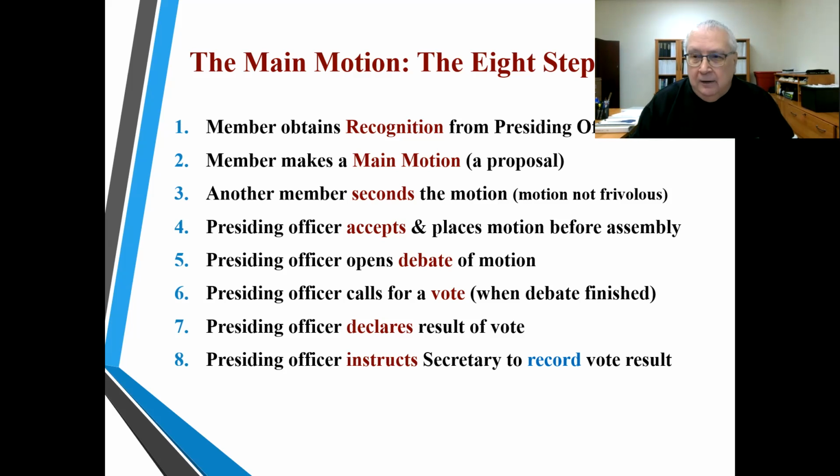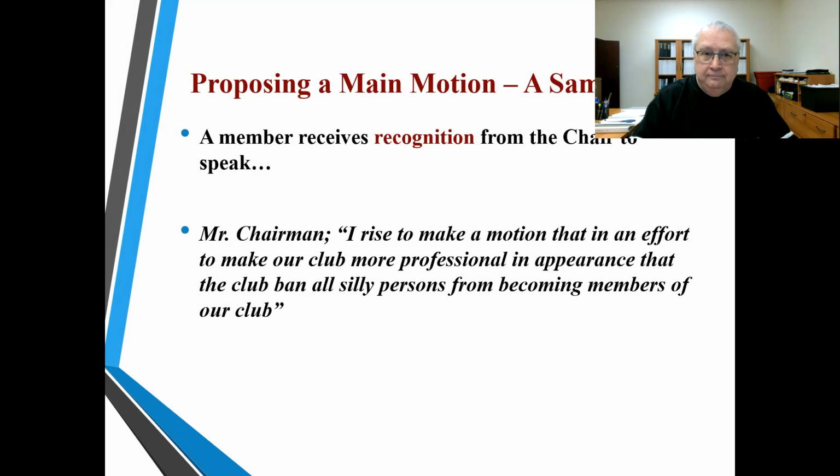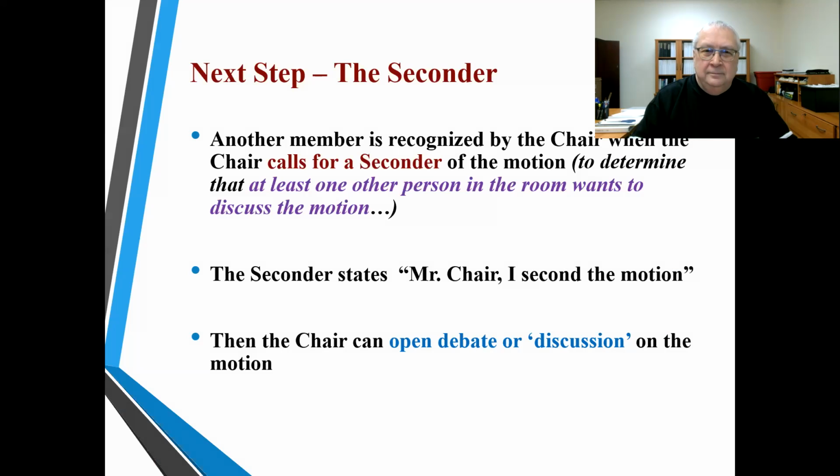Okay, so we proceed to the vote. Vote is counted. Presiding officer declares the result, then turns to the secretary and instructs them how to record the result. So I think this speaks for itself. Mr. Chair, I second the motion.